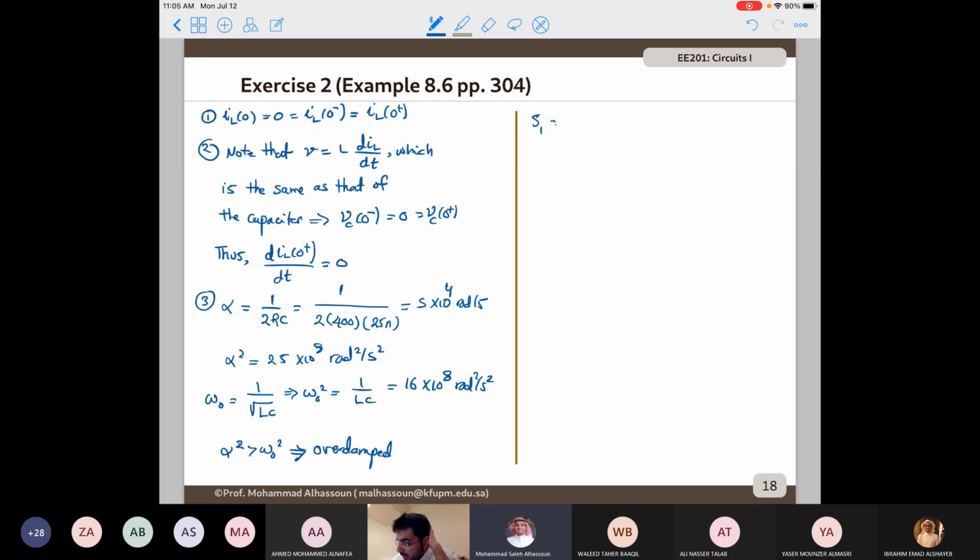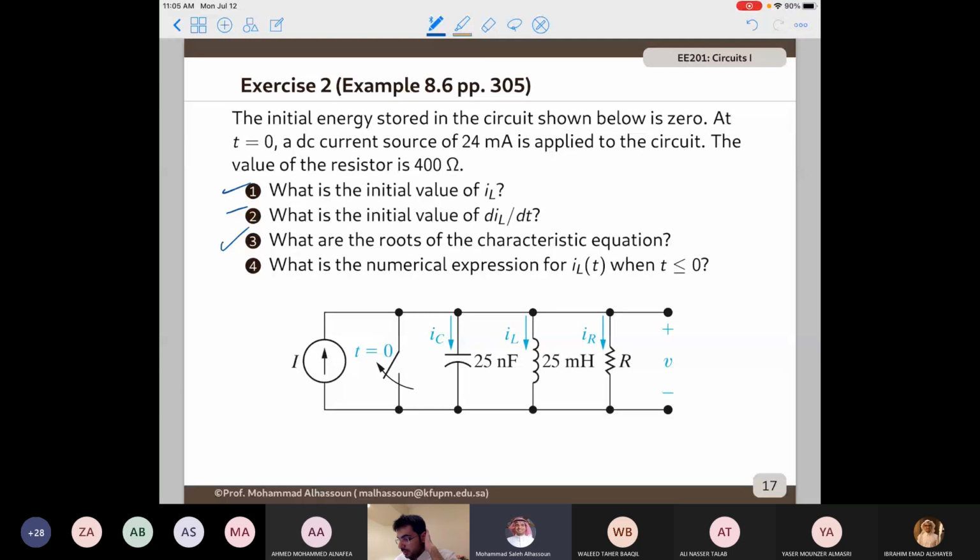So S1 will be minus alpha plus the square root of alpha squared minus omega naught squared, which is going to be minus 20,000 radians per second. S2 is going to be minus alpha minus the square root of alpha squared minus omega naught squared, which is minus 80,000 radians per second. So now we found the roots of the characteristic equation.